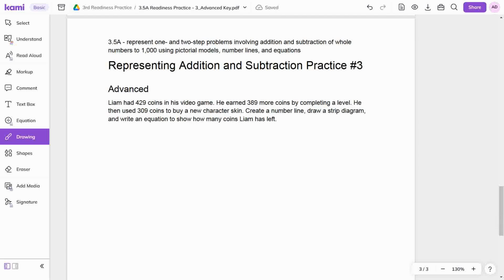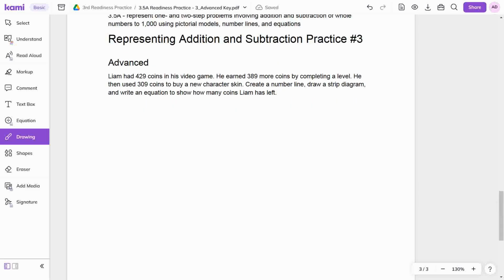Let's look at our third problem. Liam has 429 coins in his video game. He earns more, then he uses some. We need to create all three, but this time let's create a number line first. So 429, I'm going to go up to 1,000 on mine because it looks like he's going to get quite a few coins here. So let's go 0 to 1,000.